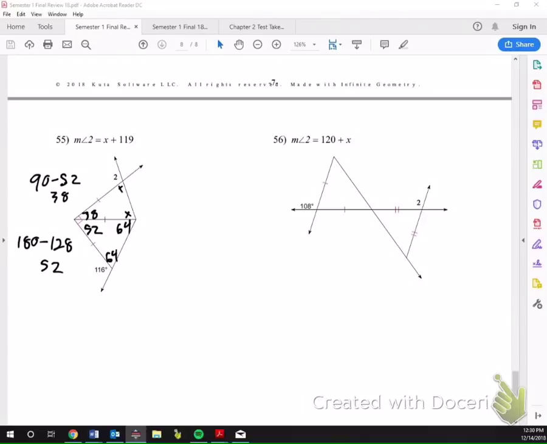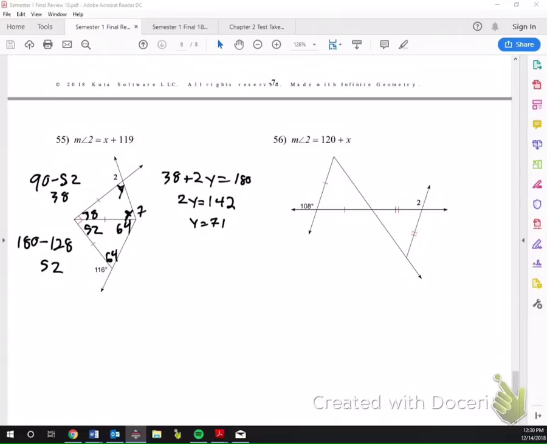Now, if I know that those 2 are angle x, and I'm trying to solve for x, I probably should have used y or something like that, so I'll go back and change it to y. 38 plus 2y equals 180. Subtract 38 from both sides, I get 2y equals 142. Divide by 2, and I get y equals 71.